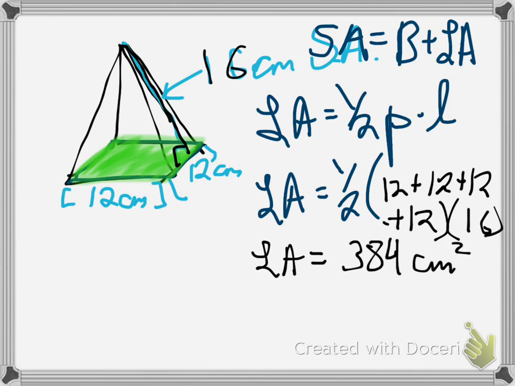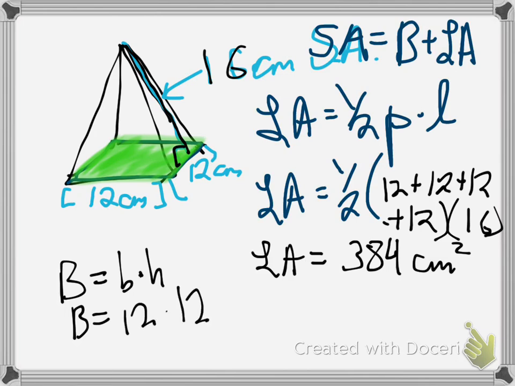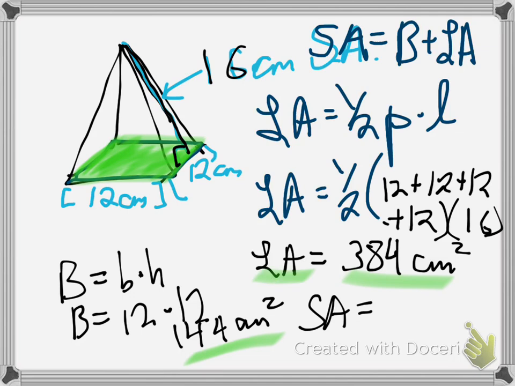Okay, so we're going to add up our base area. The base area equals base times height. So our base area equals 12 by 12, because it's just a square base there. So it equals 144 centimeters squared. So now for our surface area, we're going to add up our lateral area and our base area.